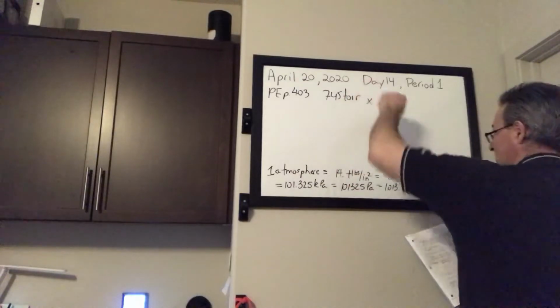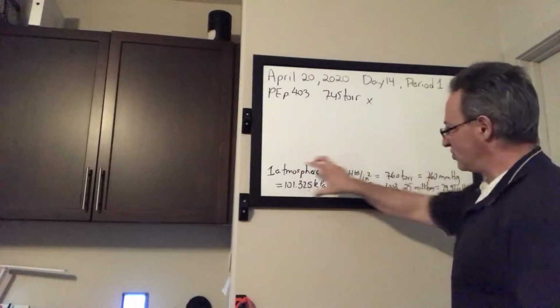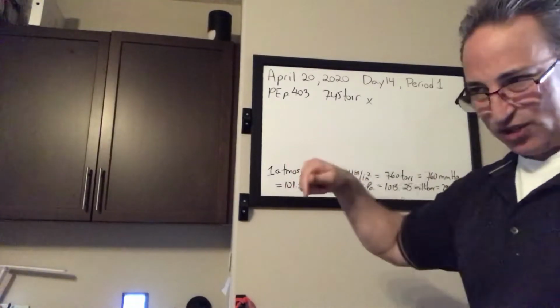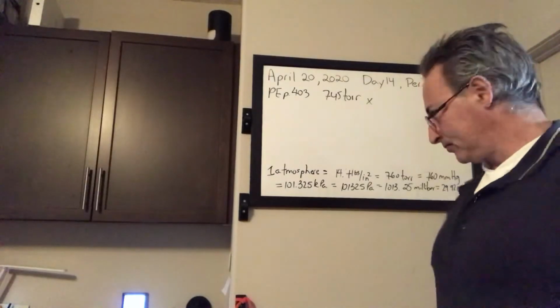So what's the relationship between torr? See, all these are 1 atmosphere of pressure. All these are different ways of stating the same thing, the pressure that is experienced at the surface of the Earth.